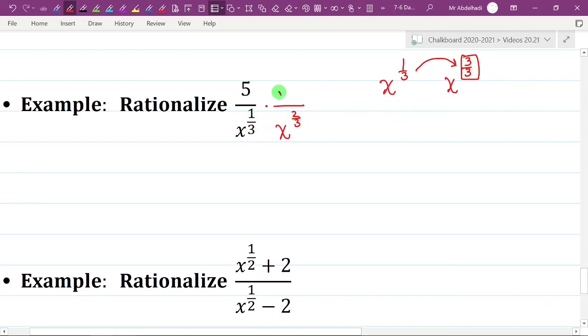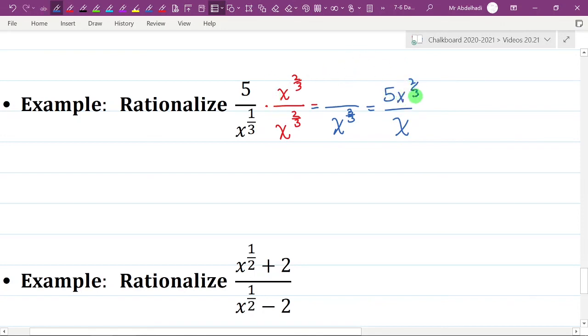And we'll do that on the top and we'll do that also on the bottom. So we'll have to do the top and bottom the same so that this whole fraction ends up becoming just a 1 and is not changing the value of the original problem. So when you do x to the 1/3 times x to the 2/3, you have to add the powers. 1/3 plus 2/3 is 3/3, which we all know is 1. So that's just an x right there. And on the top, you have 5x to the 2/3, and you're done.